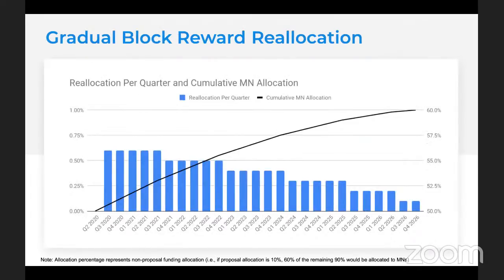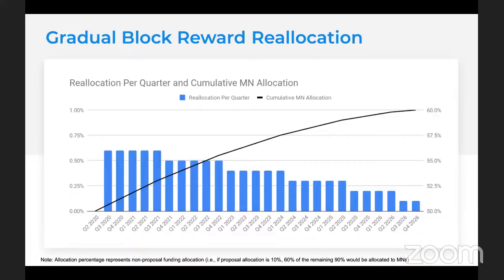We'll get into the details here of how this reallocation would actually take place. This is a complex chart, and so let me explain what's going on here. Across the x-axis, you see the quarters going forward through the year 2026. As I mentioned, this is a 5.5-year process. The blue bars are associated with the left-hand axis, and that is the reallocation that would occur in each quarter. And then on the right-hand side, you see the cumulative masternode allocation between miners and masternodes.